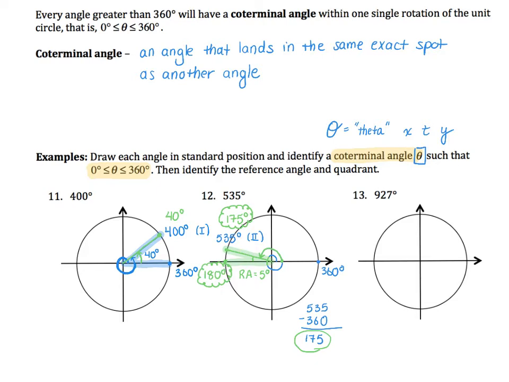So let me go around a full 360. So here's 360. And let me see. So if I start with 927 degrees, I've gone around a full 360. So that leaves me with 567 degrees to go. Oh, so I've got to go around another time. So let me go around another time. So that means I've gone around another 360.